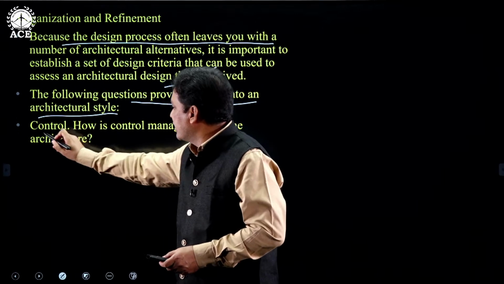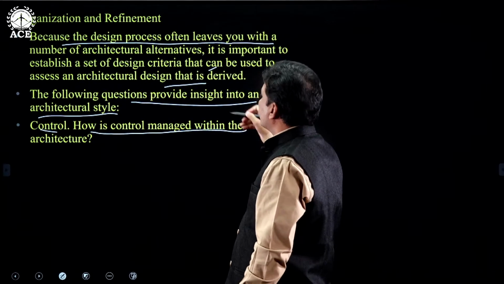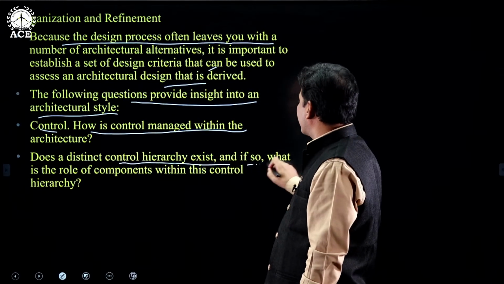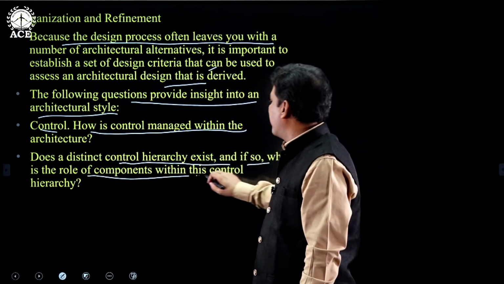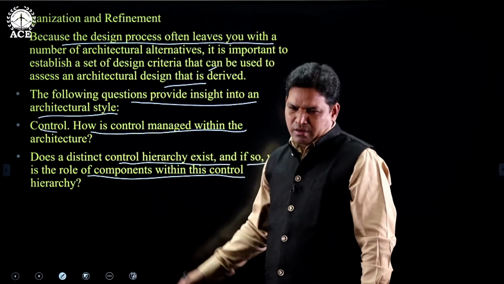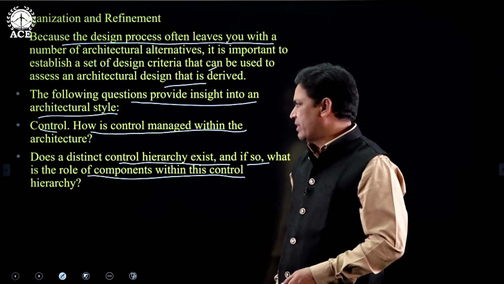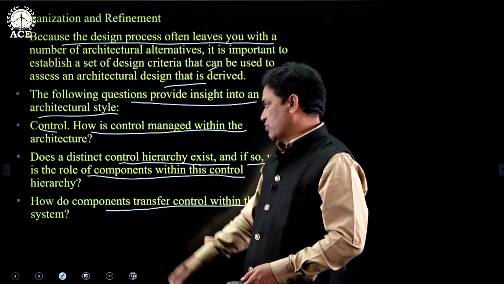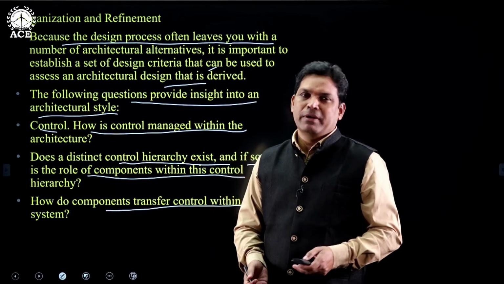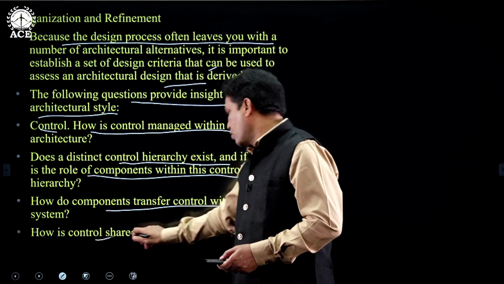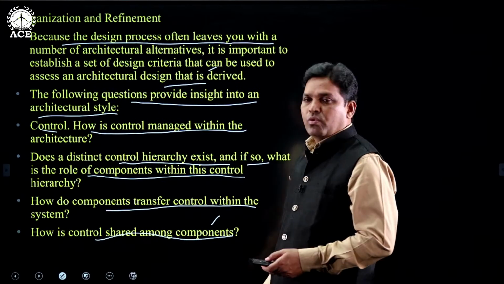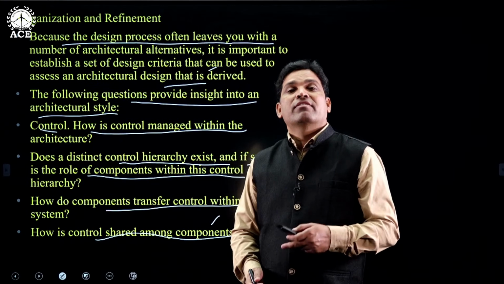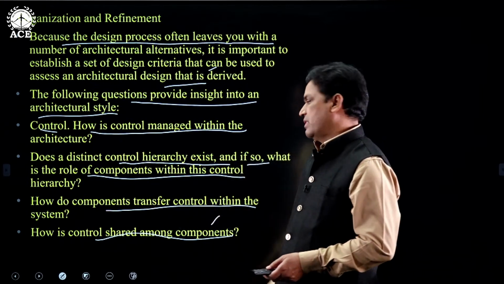What are those questions? Just see here. Control. How is control managed within the architecture? Does a distinct control hierarchy exist, and if so, what is the role of the components within this control hierarchy? Components can perform some operations, right? How do components transfer control within the system? Components are supposed to communicate with the help of interfaces, right? How is control shared among components here? One component wants to share information with another component via message passing, right?